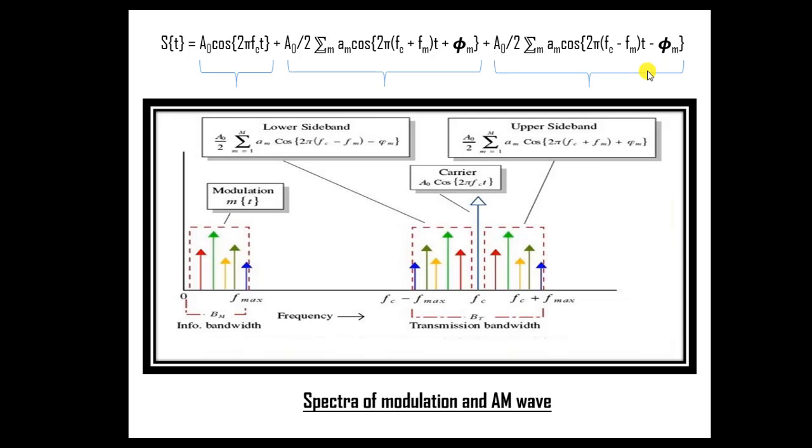This graphic shows what the equation is actually trying to say. The message signal, all in the information bandwidth, is on the left. The process of modulation has created a band around the carrier frequency, f sub c, on the right.